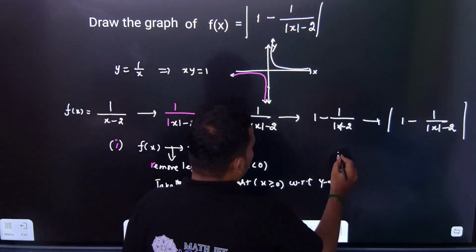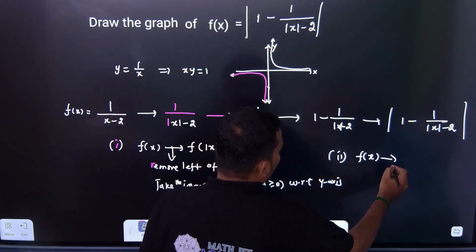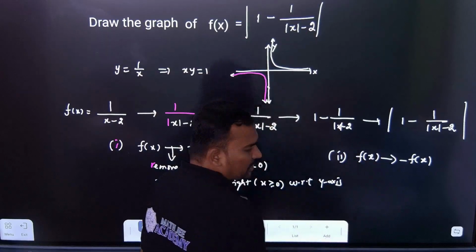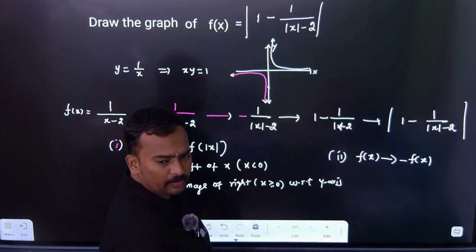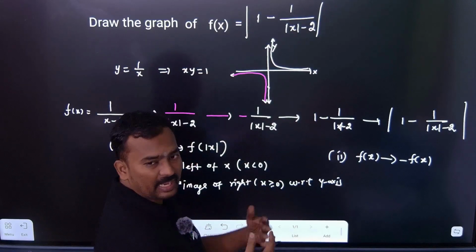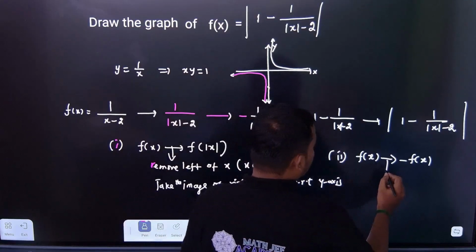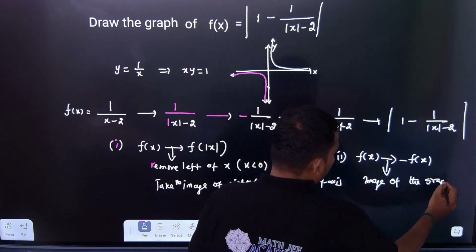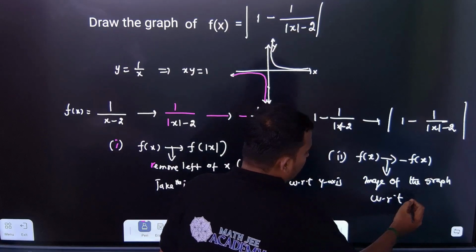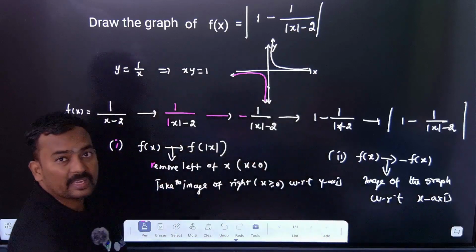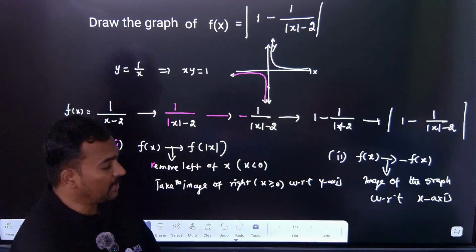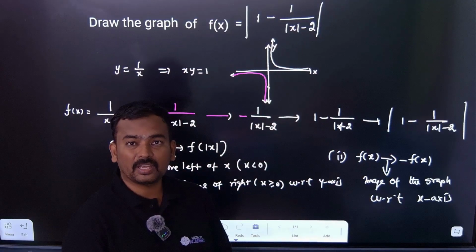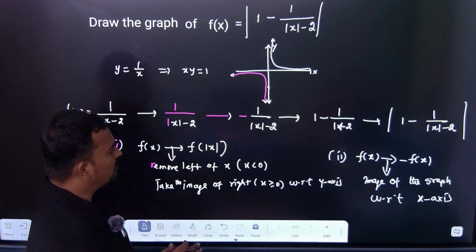And then second thing, you can see f of x changes to minus f of x. What is the transformation here? Whatever the graph may be, you have to take the image of that with respect to the x-axis. f of x changes to minus f of x means you have to take the image with respect to the x-axis. f of x changes to f of minus x means you take the y-axis as the mirror, right? Okay, these things you have to remember.